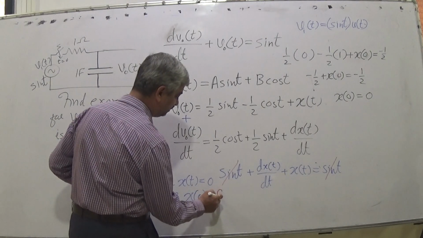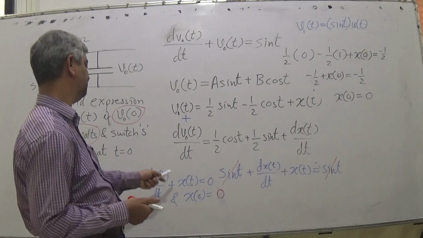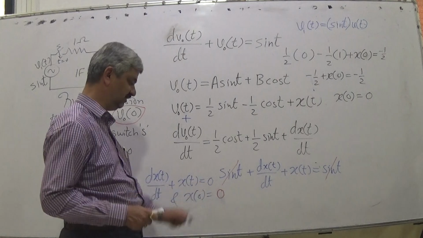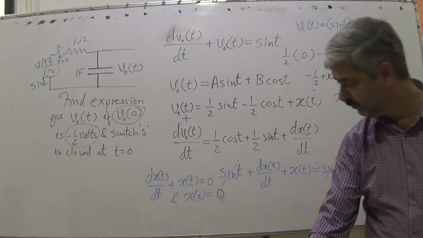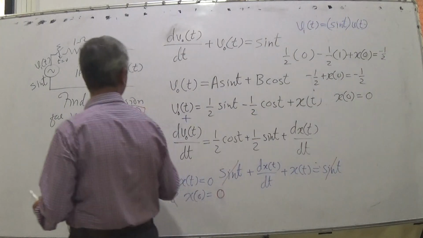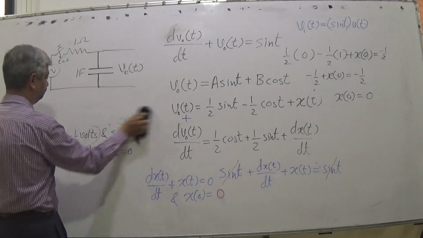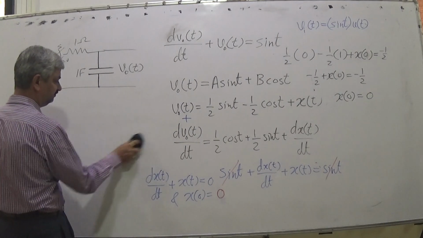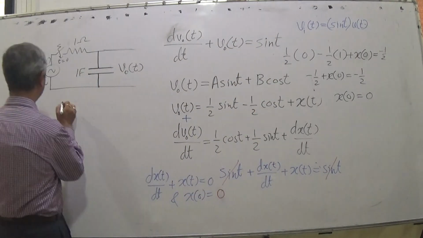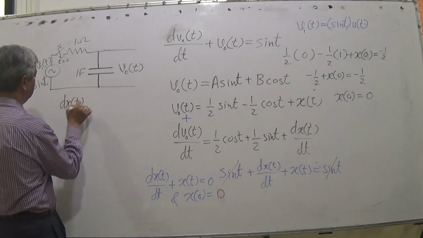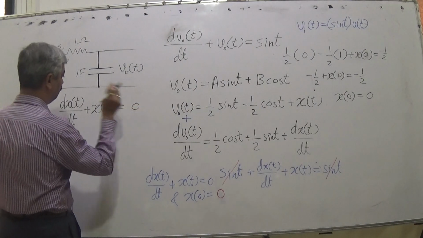And x0 is 0. dx(t)/dt plus x(t) is equal to 0 and x(0) is 0. So when x(0) is 0, the differential equation is dx(t)/dt plus x(t) is equal to 0.